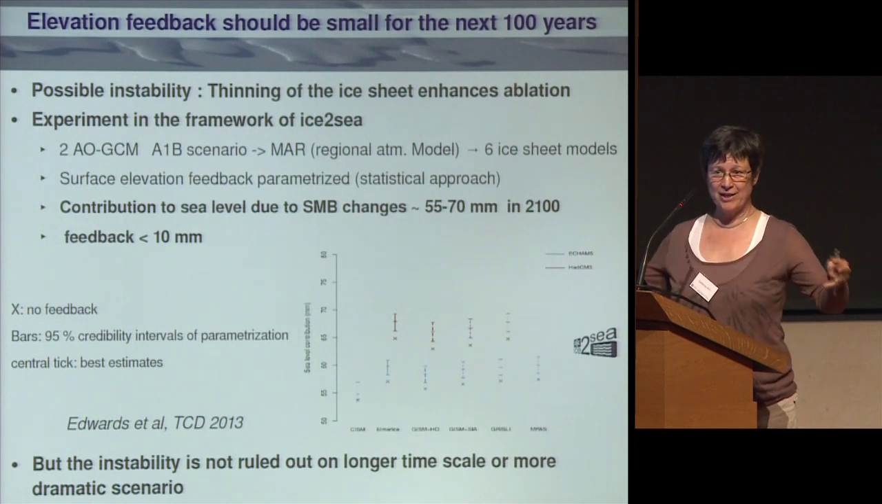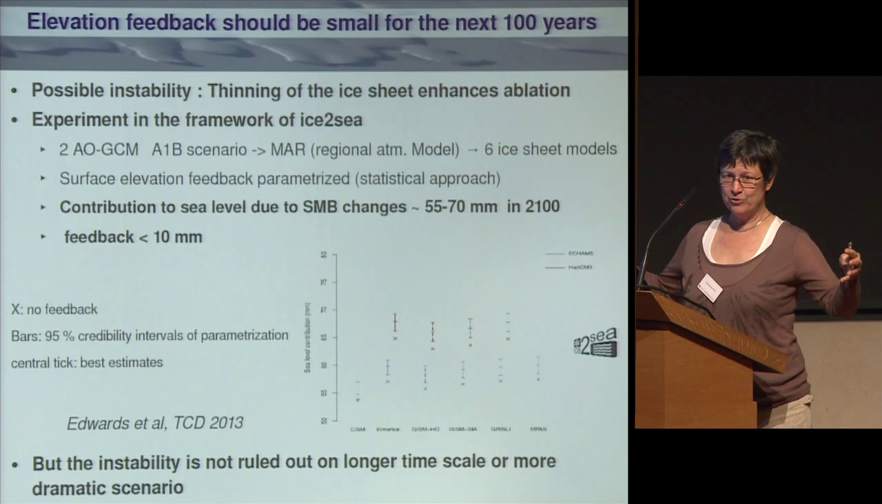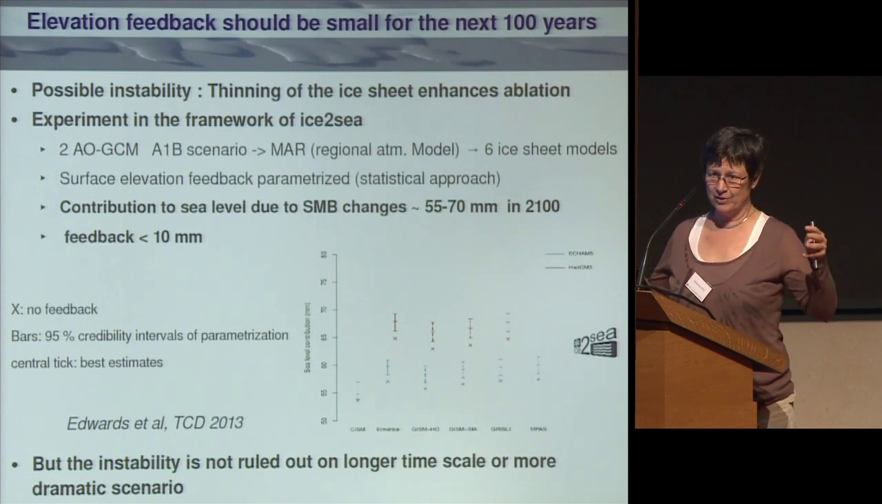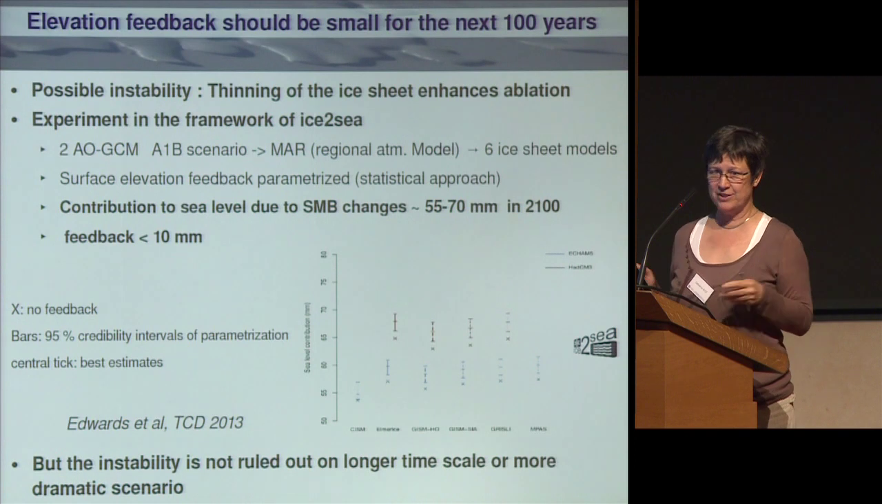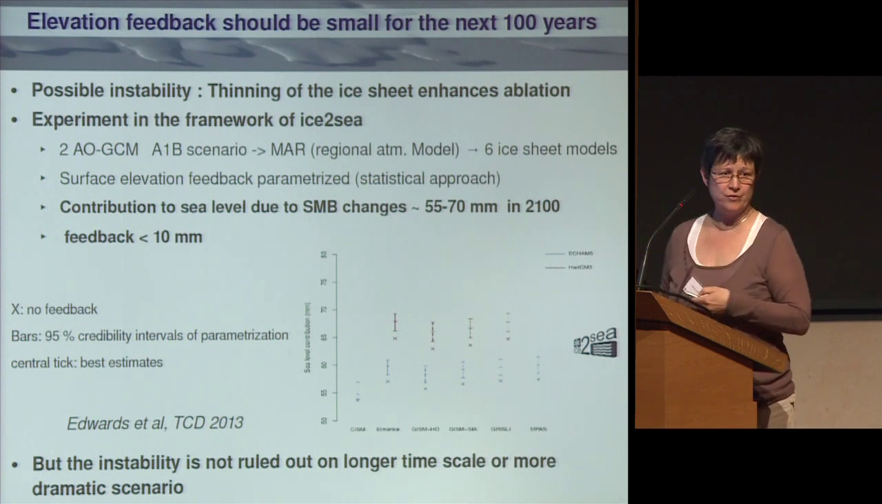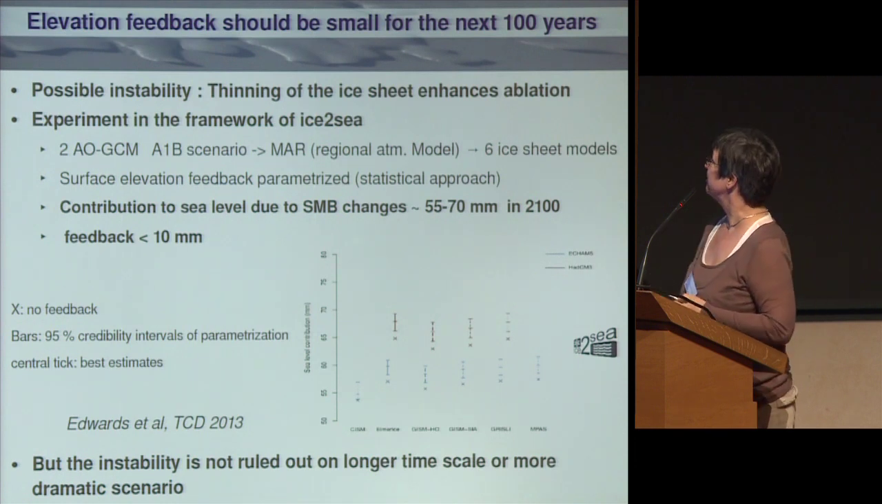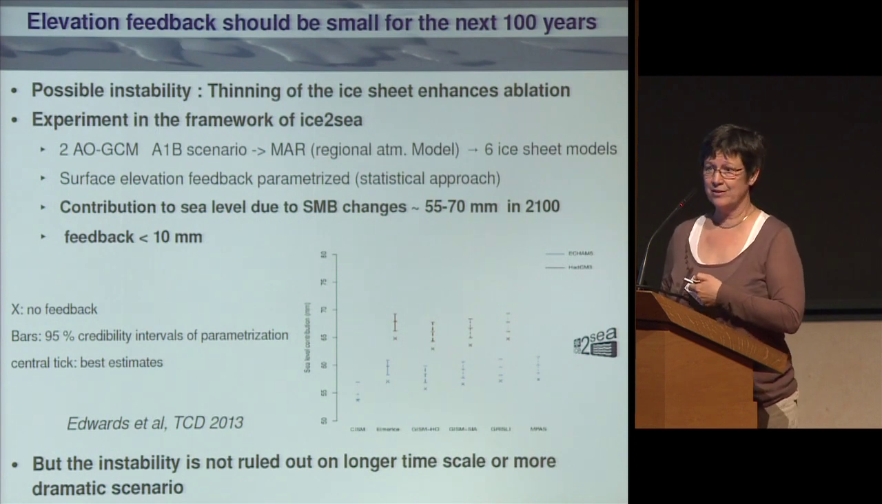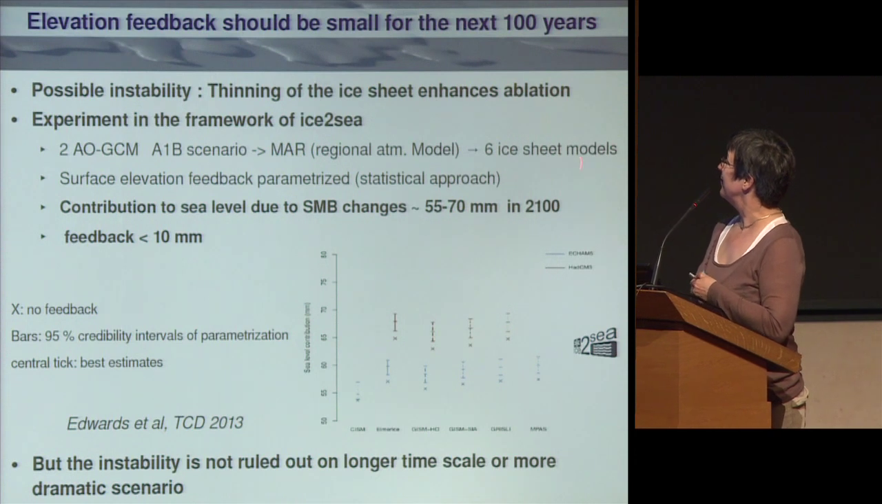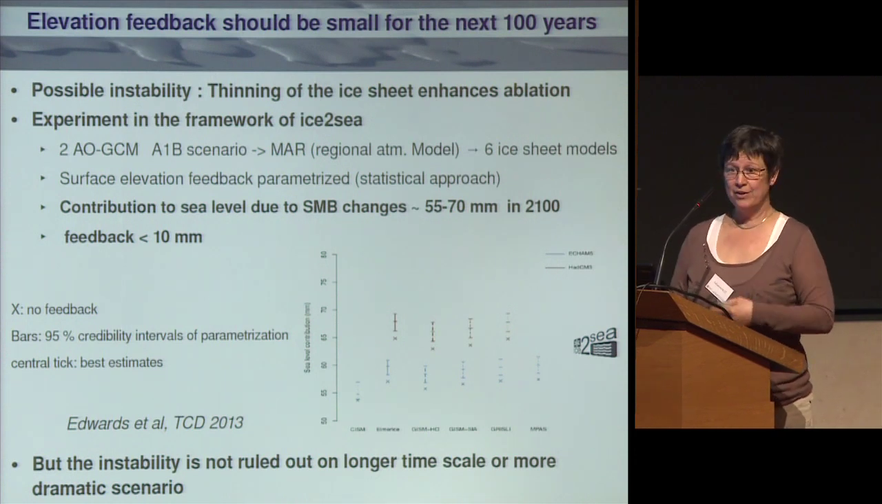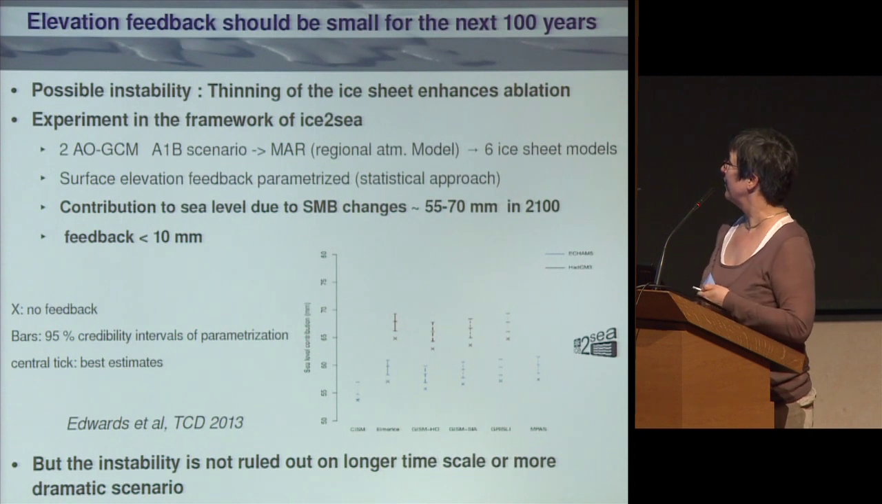So the experiment was like a Russian doll. We used 2 simulations by atmosphere-ocean GCMs to feed a regional atmospheric model, that is MAR, which has a grid of 25 kilometers, more compatible with ice sheet evolution. And the results of this atmospheric model fed 6 different ice sheet models to evaluate the impact of the ice sheet models by themselves.